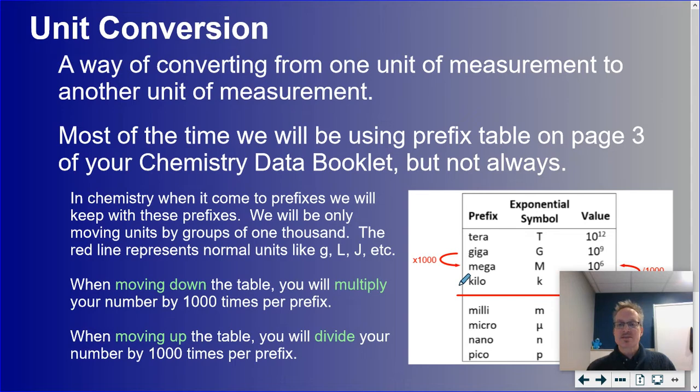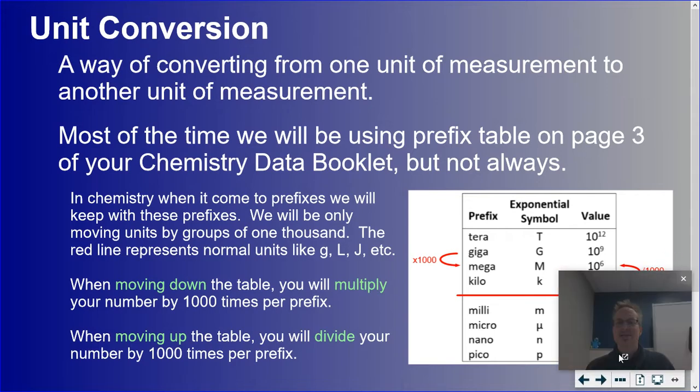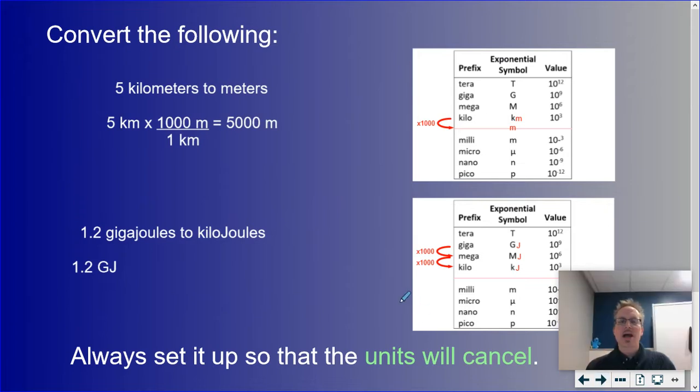Now the opposite of that is also true. If I go up on this scale, from kilo to mega, for every step you go up, rather than multiply by 1,000, you're going to divide by 1,000. And honestly, it's that simple. So what I want to do with you is let's do an example.